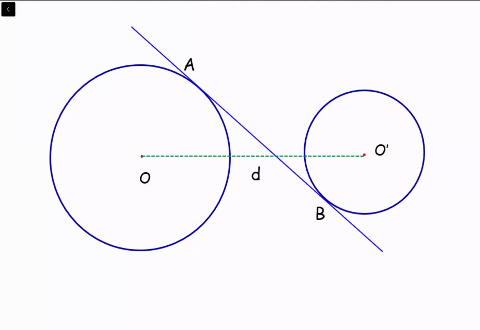Let's see this question. We are given two circles whose centers are separated by a distance of d units, and we have to find the length of AB, which is a transverse common tangent. This is not unlike before. It's not a direct common tangent, but it's a transverse common tangent.